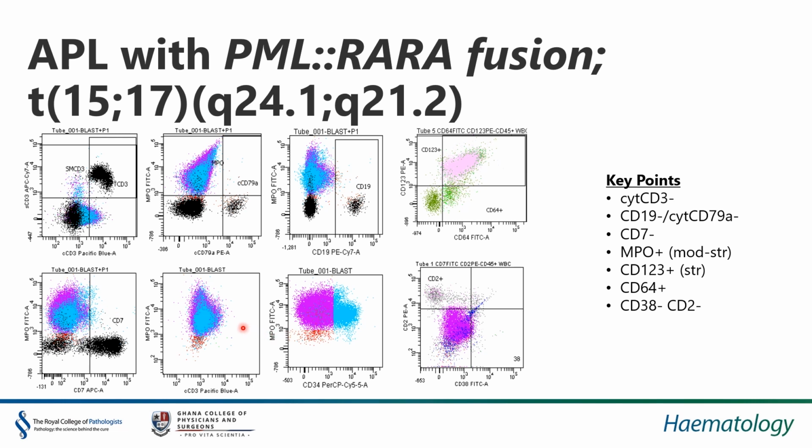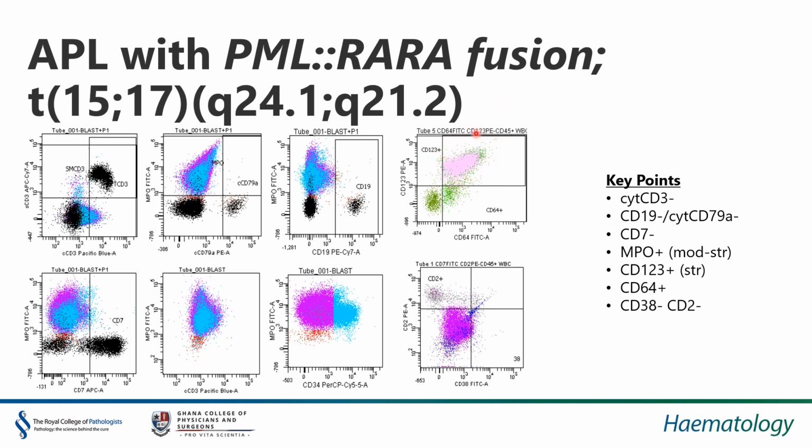Now we know that cases of acute promyelocytic leukemia can have aberrant expressions of things such as CD2, CD64, and you can see here we've got a very nice plot of CD64 versus CD123, and you can see our blast cells up here are characteristically expressing both those two antigens.